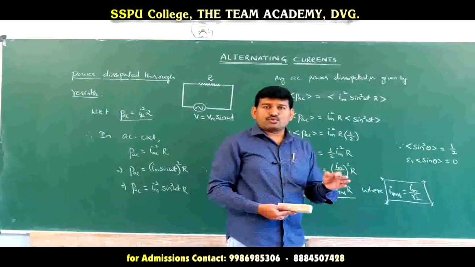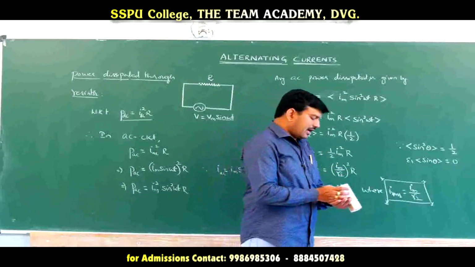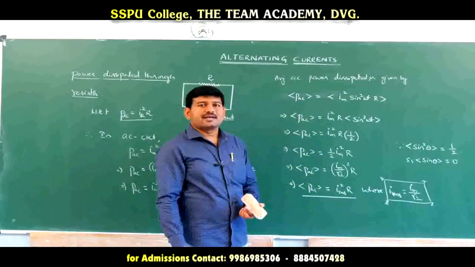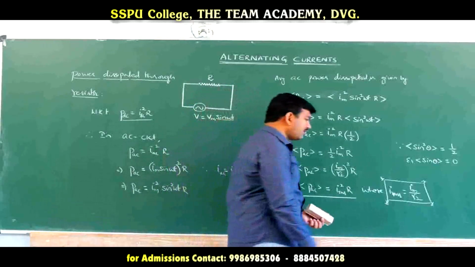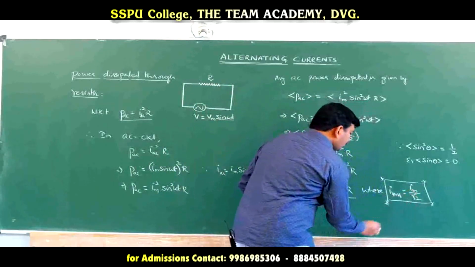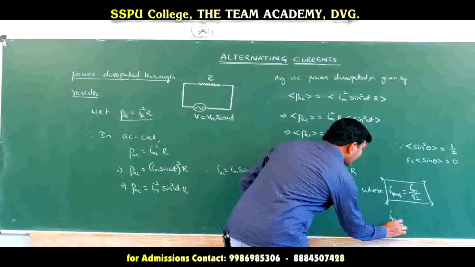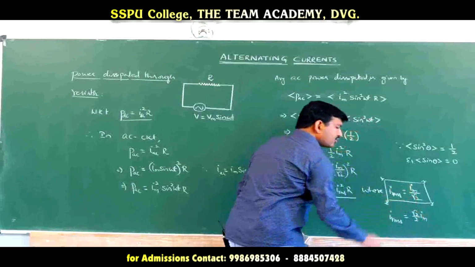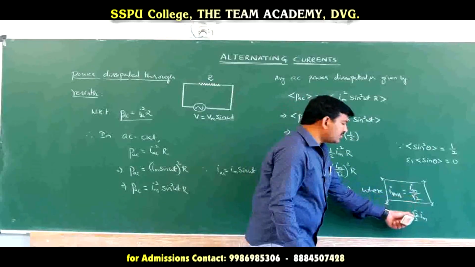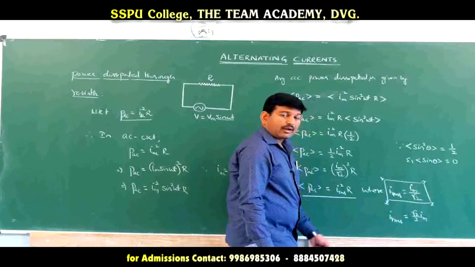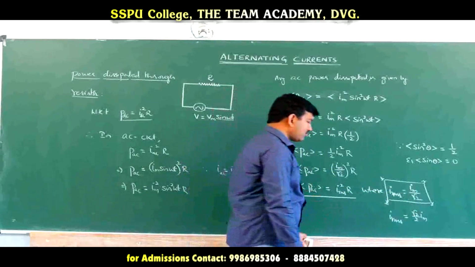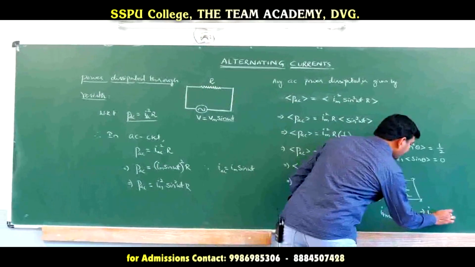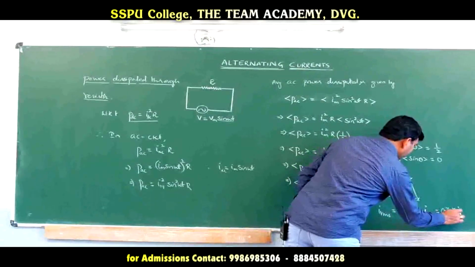The peak current divided by root 2 gives the value of RMS current. And what is this 1 by root 2 value? I can write it as 0.707. Why? Multiply and divide with root 2, then IRMS is equal to root 2 divided by 2 into Im. Root 2 value is 1.414, and 1.414 by 2 is 0.707. This implies IRMS is equal to 0.707 times Im.